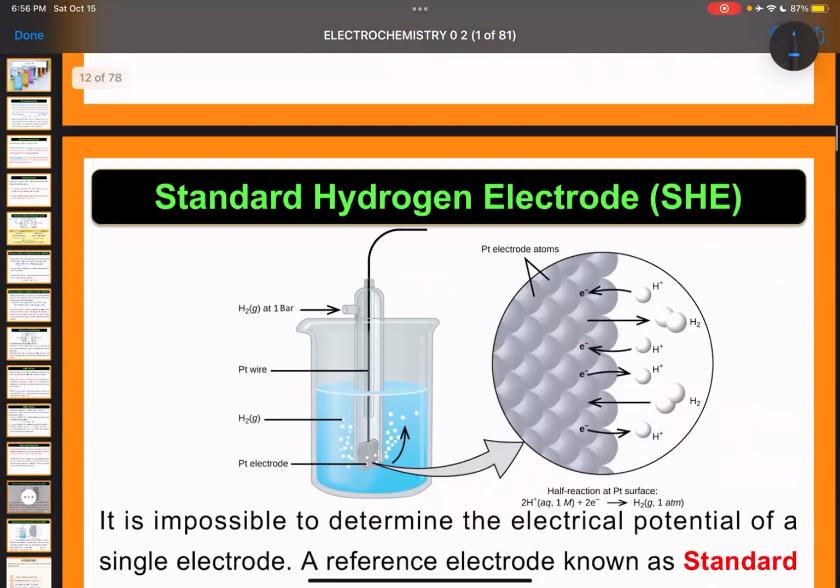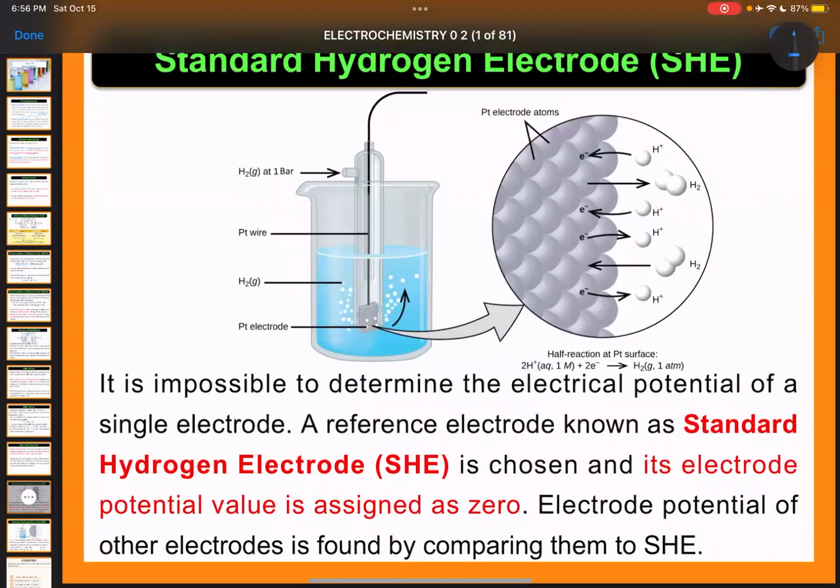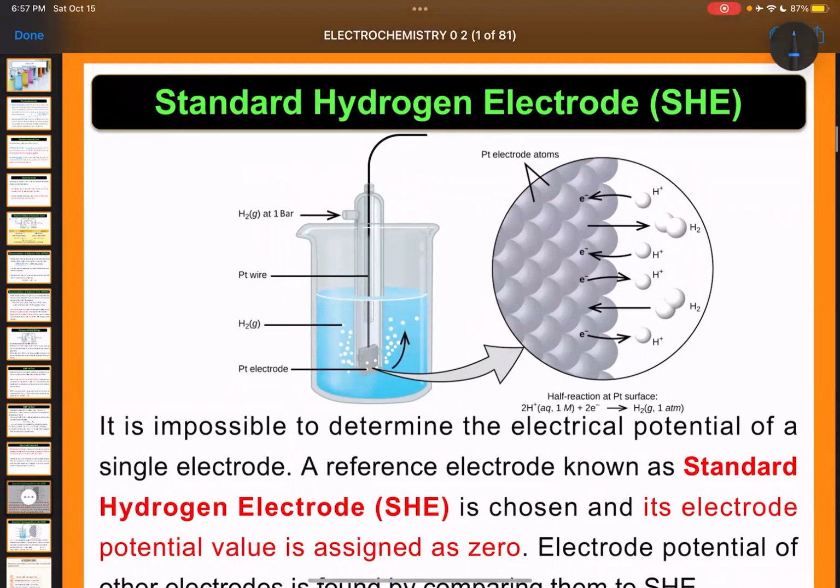So this is the standard hydrogen electrode, in which hydrogen is bubbled at standard condition. A platinum wire is taken, and 1 molar HCl is taken. 1 molar HCl will help. It is only under standard conditions, so you can look over here.